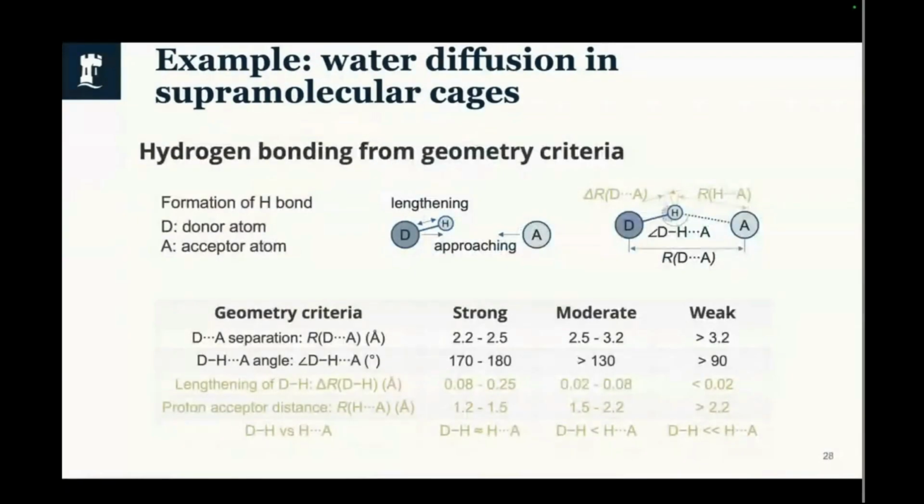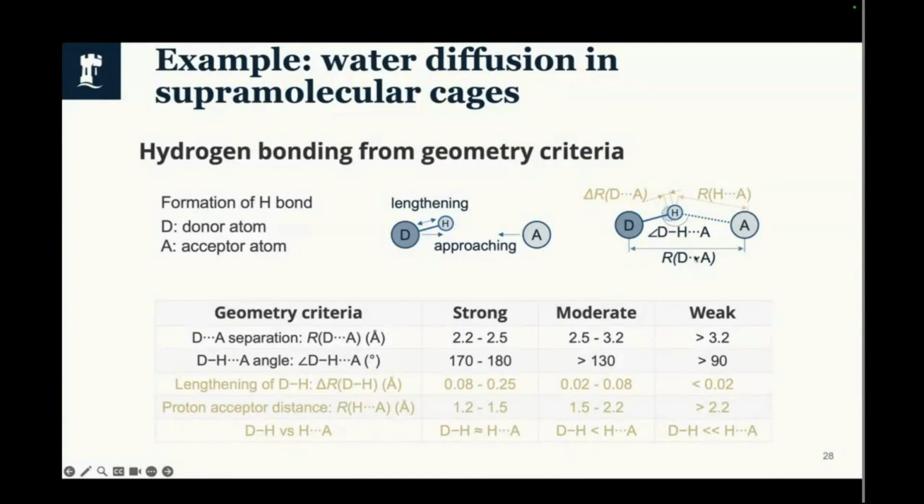And then we analyzed the hydrogen bonding using the geometry criteria, which is listed here. Basically, it's just the separation between the donor and acceptor, and this angle. If this is almost 180 degrees, then it's very strong, and if the separation is short, it's very strong.